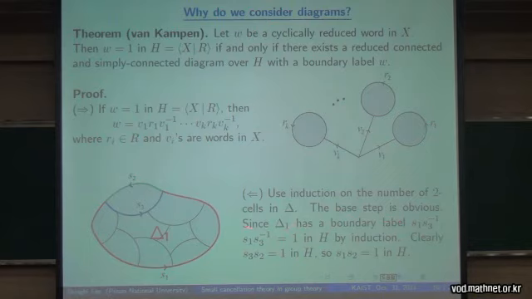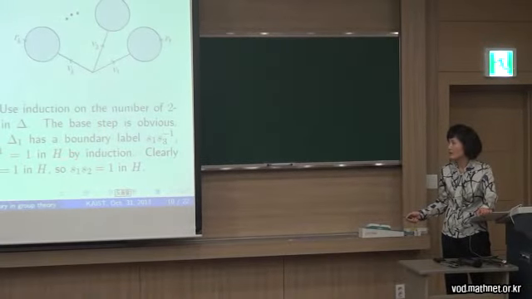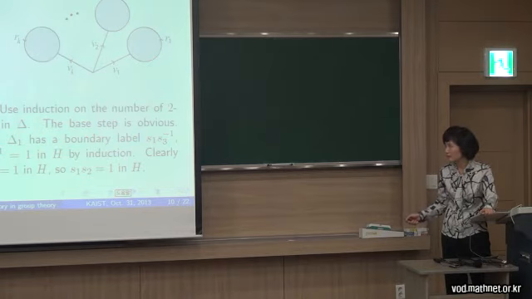And for the inductive step, suppose that this diagram contains more than one cell, at least two cells. Then in that case, remove one cell to still get a connected, simply connected diagram delta sub 1 like this. Then by the induction hypothesis, the boundary label of delta sub 1 equals the identity in H. And also by the definition of diagram, the label of this face equals the identity because the boundary label of this face is just some relator, which is equal to the identity in group H. So this equals the identity, and this boundary cycle equals the identity. Then by performing the product, we have S sub 1 S sub 2, which is precisely the boundary cycle of the whole diagram. So the boundary cycle of this diagram equals the identity in group H.